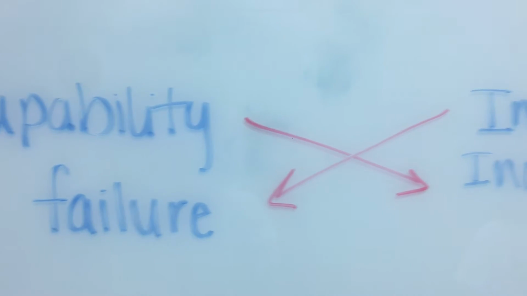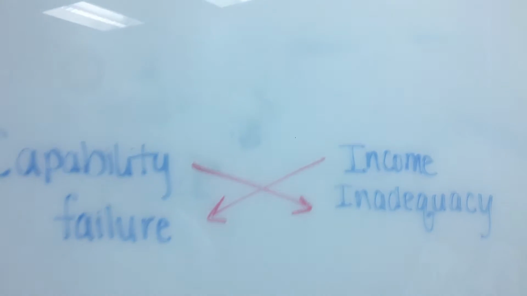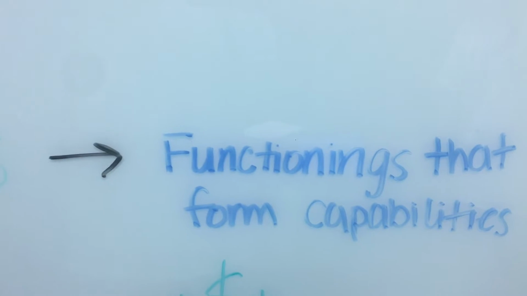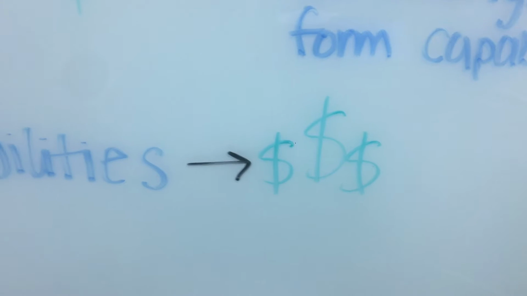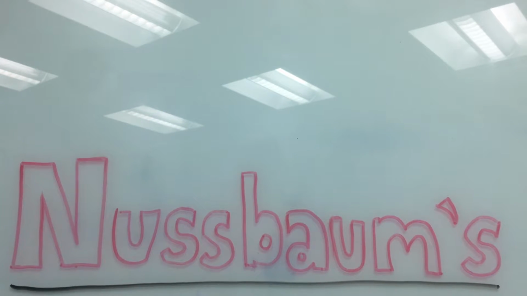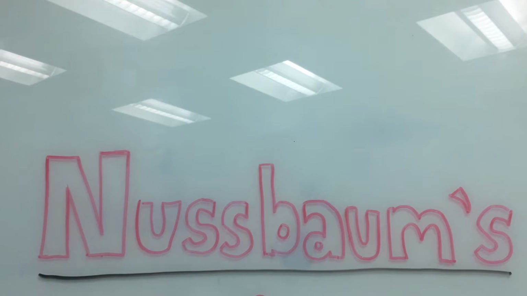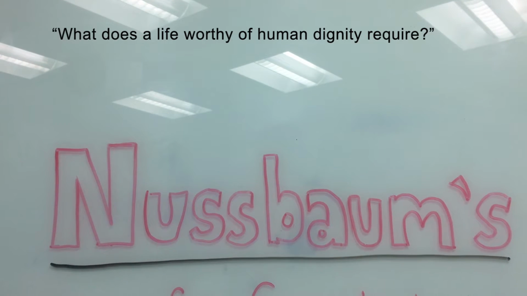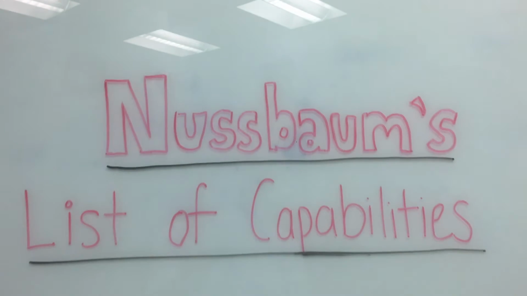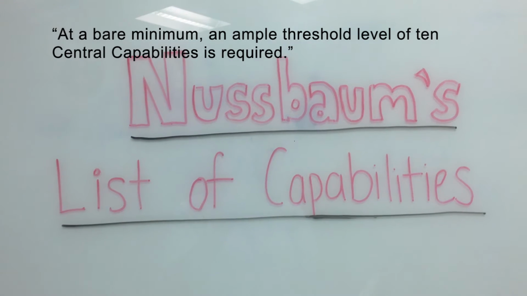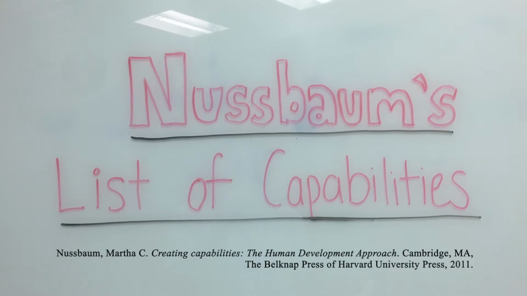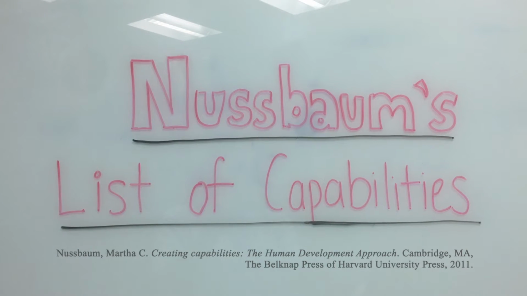Capability failure and income inadequacy are interconnected because in some cases money is required to obtain functionings for capabilities, and capabilities allow people to obtain a higher income source. When considering the measurement of poverty, Martha Nussbaum asks us to consider the question, what does a life worthy of human dignity require? She believes that at a bare minimum, an ample threshold level of 10 central capabilities is required. Her list of 10 central capabilities is as follows.